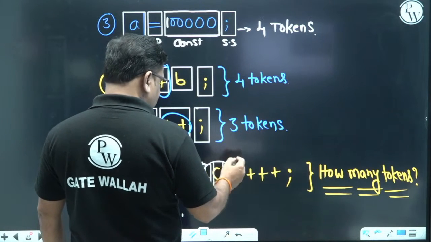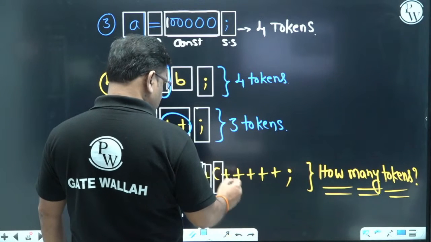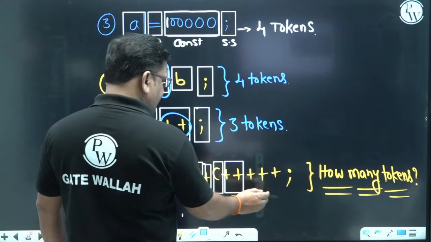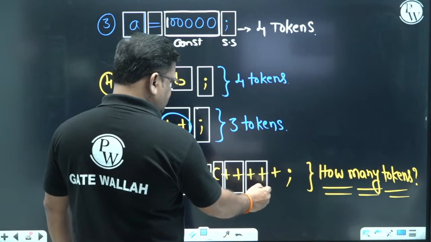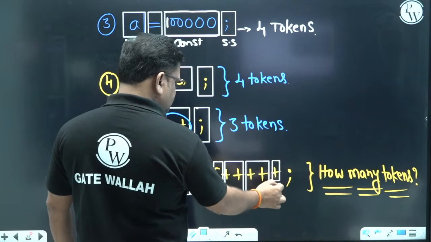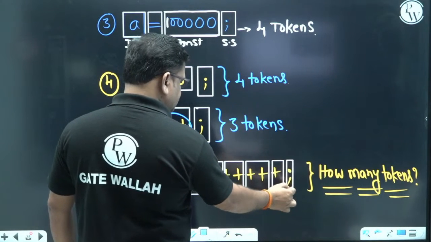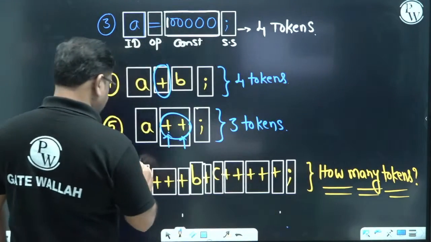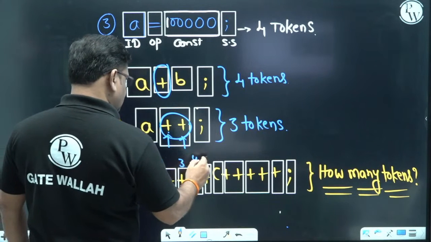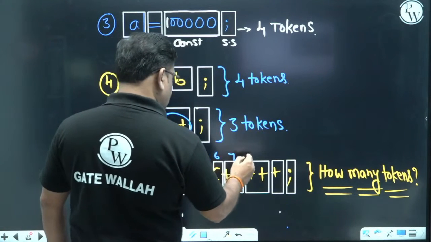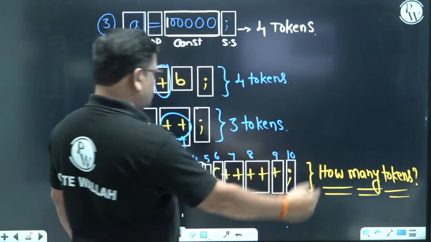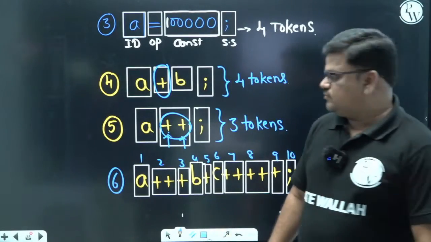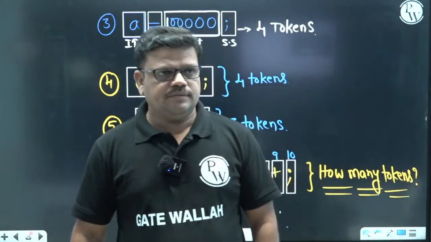Next plus is there. For this plus, see the next symbol: plus plus is there, one token. Plus is there, see the next symbol, plus plus, one token. We have only plus. So the total number of tokens, if you want to count: total 10 tokens will be produced by the lexical analyzer here. Is it clear about this one?